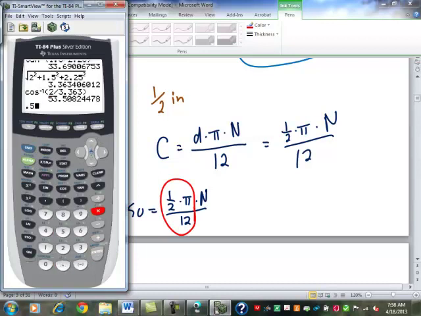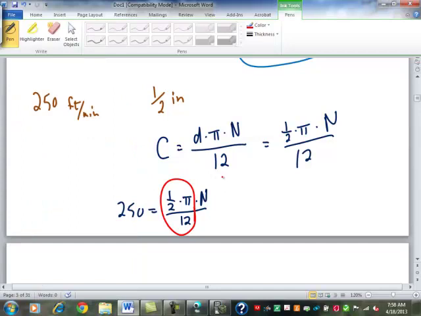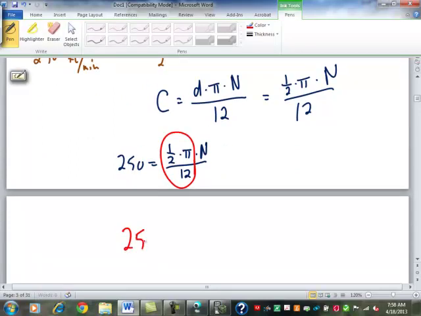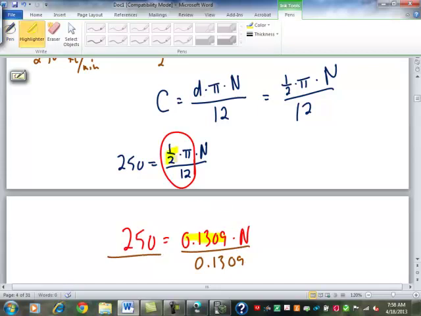So 0.5 times pi divided by 12 gives me 0.1309, I'm going to call it. So this is 250 equals 0.1309 times N. So to find N now, we have to do what? Divide both sides by 0.1309. Does everybody see where the 0.1309 came from? That's just 1/2 times pi divided by 12. Okay.